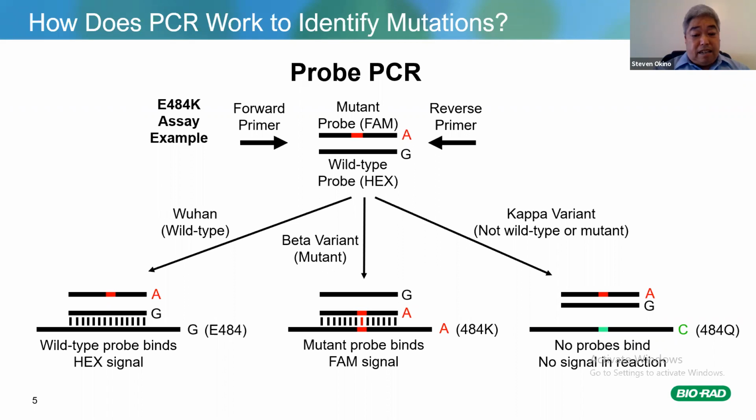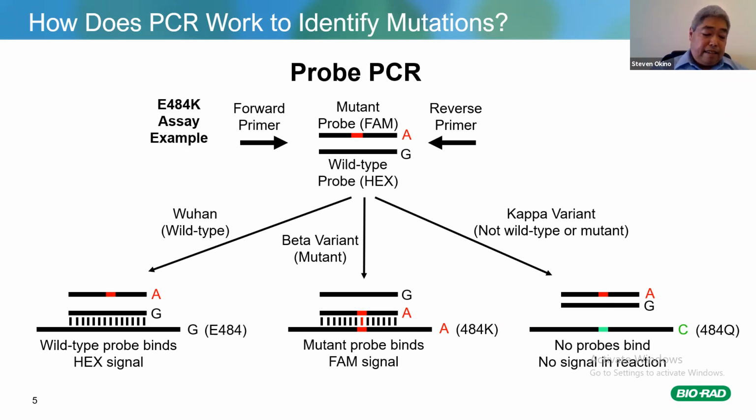There's another choice here, a third possibility. In some cases, different variants arose that have been mutated in the same position, but with a different base. For example, the kappa variant has a mutation at the E484K position, but the mutation is a C rather than the A found in the beta variant. This mutation causes an E to Q amino acid change. And in this case, both of the probes in this assay will not bind. They are not perfect assays, and no signal will be emitted.